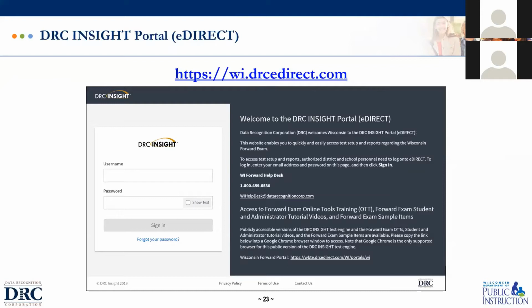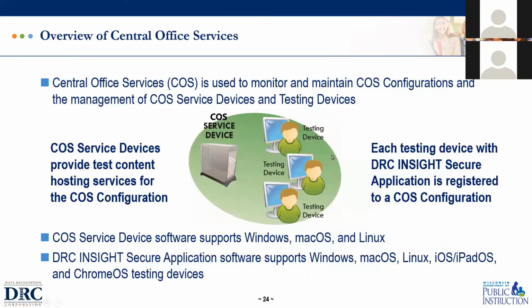If for whatever reason you aren't able to log in or you don't have the right permissions to get to Central Office Services, give customer service a call, and they can assist in getting anything set up there. But all of you should have your credentials set up already. Username is your email address, and then you set up your password, and you should be able to get in and have all the access to what you need.